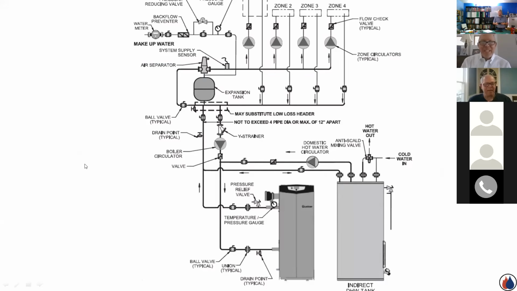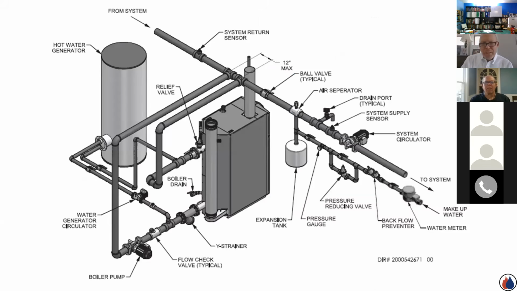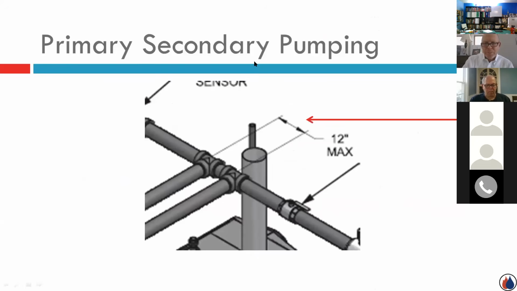There we go. So in any one of the current boiler manufacturers' installation manuals, you'll see some type of picture to this extent. And you'll always see this expression, or pretty close to this: not to exceed 4 pipe diameters, or a maximum of 12 inches apart. You go to another manufacturer's literature, you'll see the same thing. Here's that maximum 12 inches apart. Why are they highlighting that?